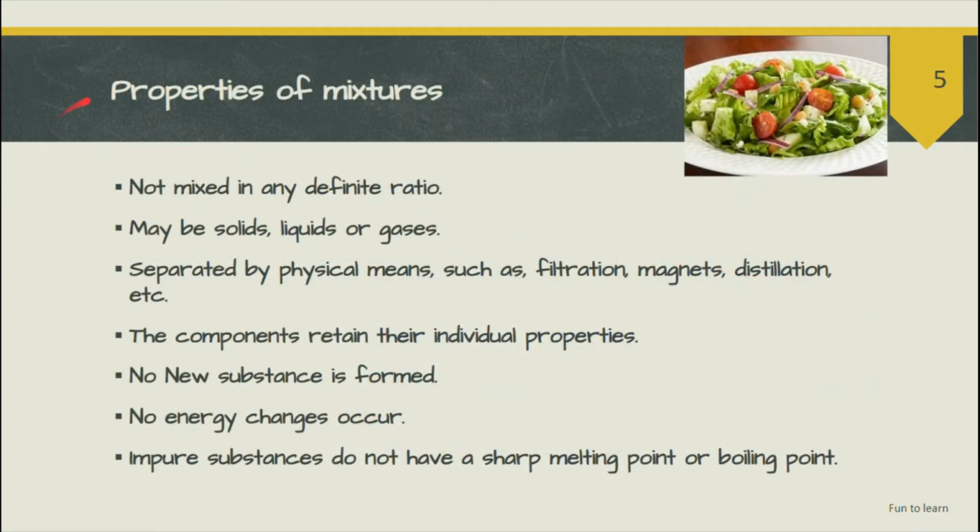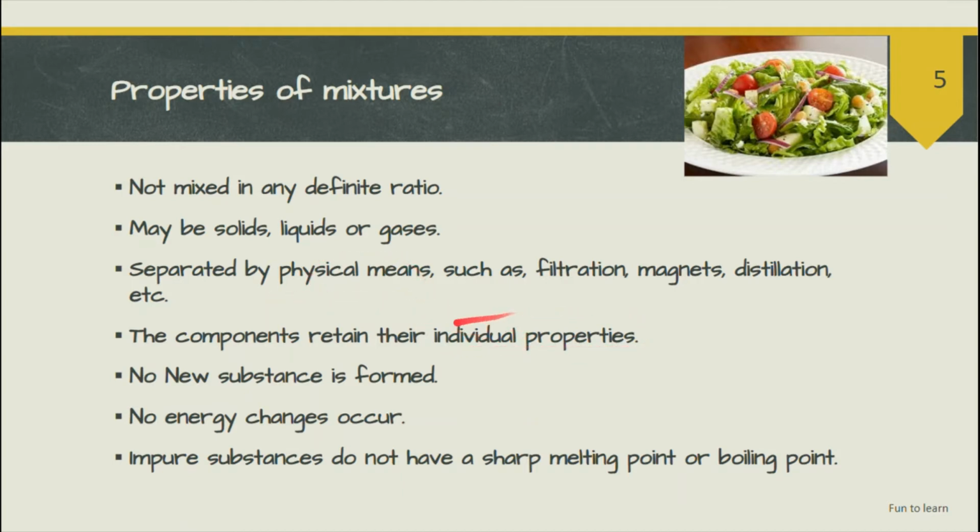Let's understand the properties of a mixture now. They are not mixed in any definite ratio. If you take a bhel, you add more onions or fewer onions, it will still remain a bhel. It may be solid, liquid or gas, in either of the three states. It is separated by physical means such as filtration, magnets, distillation, etc. As there is no chemical reaction, we only need to separate them by physical means. Chemical separation is not required.